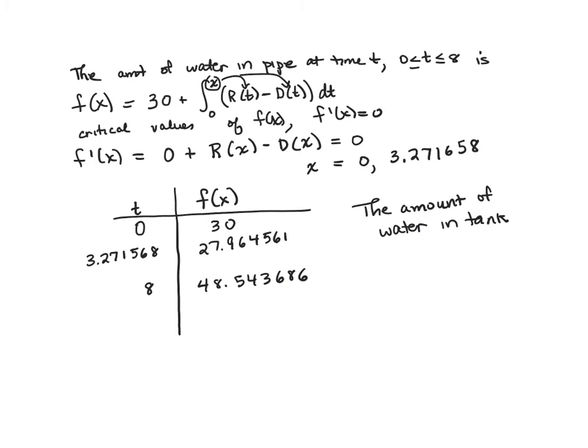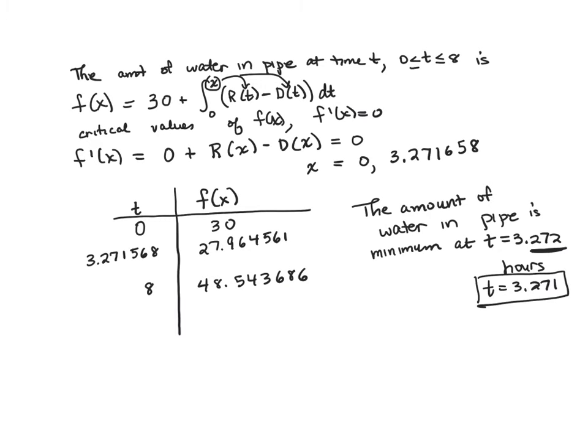So the answer is the amount of water in the pipe is minimum at time 3.272. And this is where you have to put 3 places after the decimal point, hours. You could also write t equals 3.271. I prefer this answer because we don't have to think about rounding. So at time equals 3.271, and it did say at what time t. It didn't say how many gallons of water were in the pipe.